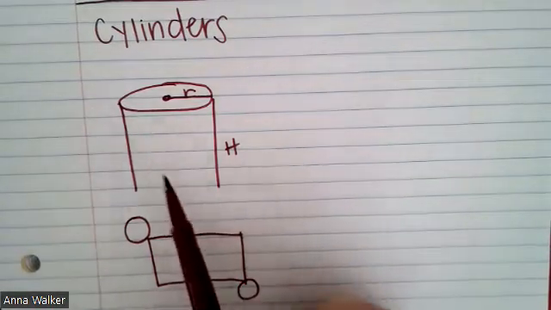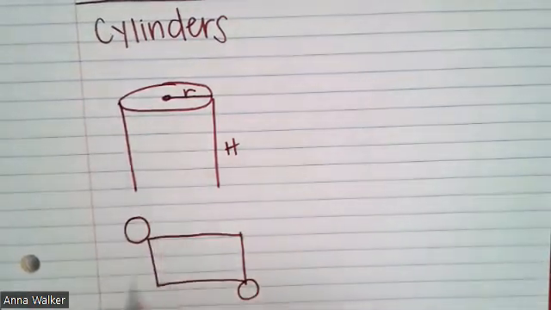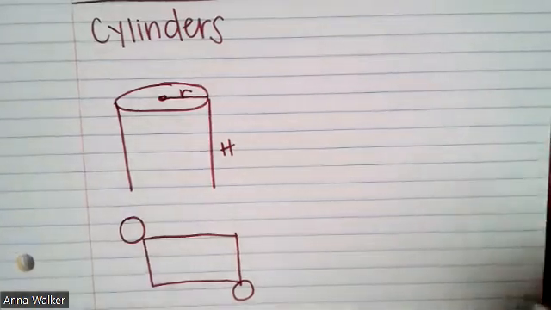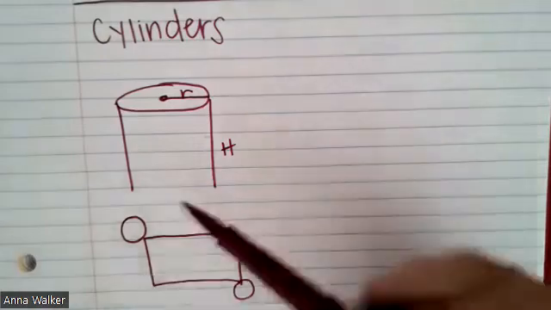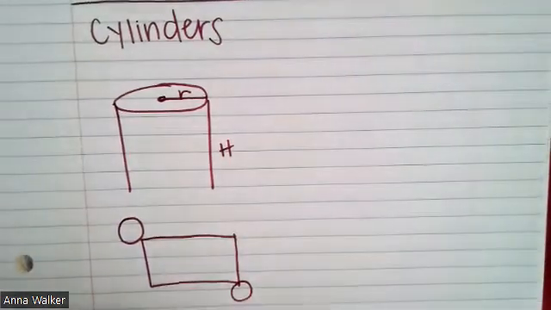But just for the volume, the amount of space that is taken up in a cylinder, we're still going to use the format we use for prism. So we're going to find the area of the base shape. In a cylinder, the base shape is going to be a circle, and we're going to multiply that times the height, or how tall the cylinder is.